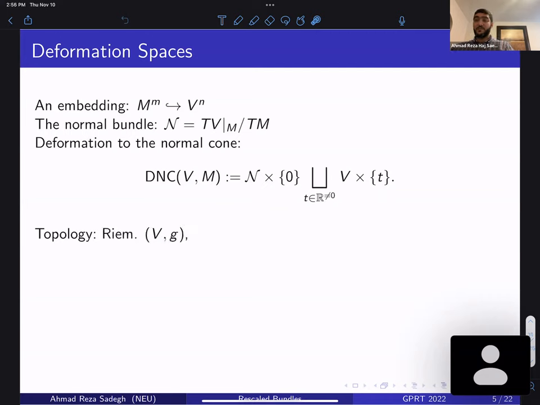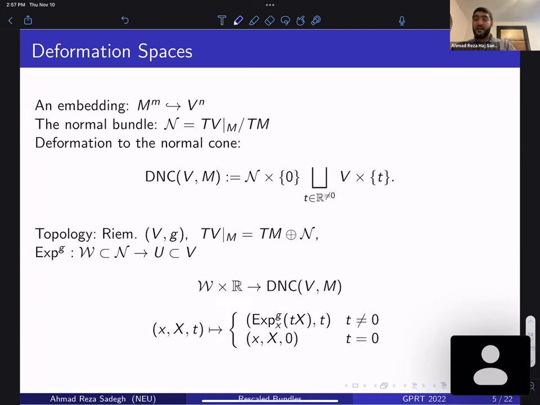One way to do this is to fix a Riemannian metric g on the ambient manifold. With respect to this metric, you get an orthogonal decomposition of the tangent bundle of V restricted to M into the tangent bundle of M and the normal bundle. You can look at the Riemannian exponential map restricted to this normal bundle under this decomposition. This gives you a tubular neighborhood embedding from a neighborhood of the zero section. Here I should have said these are open subsets, neighborhoods of M, which is inside this one and also inside that one, and you assume M goes to M diffeomorphically.